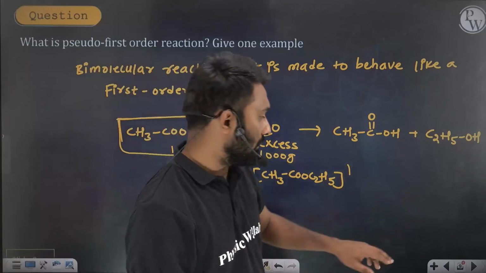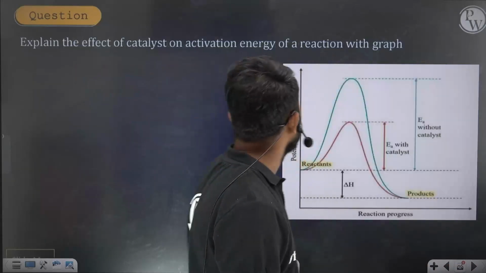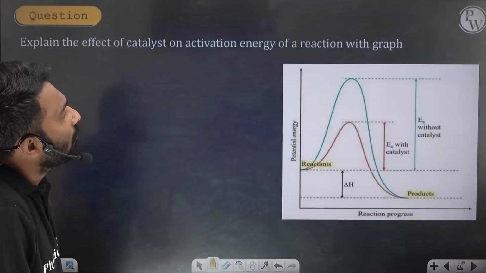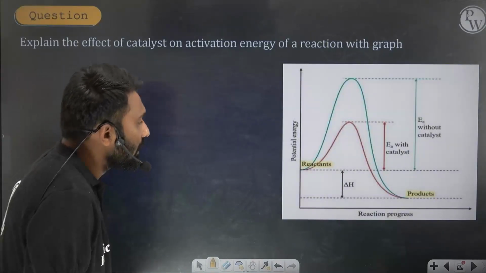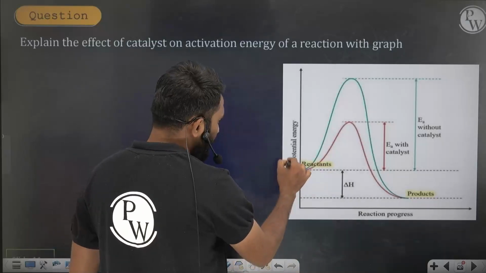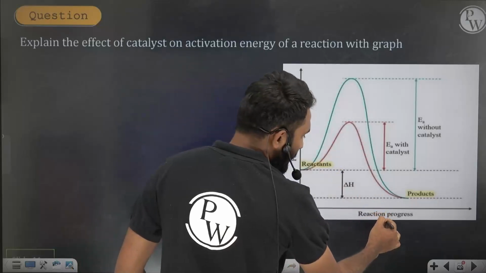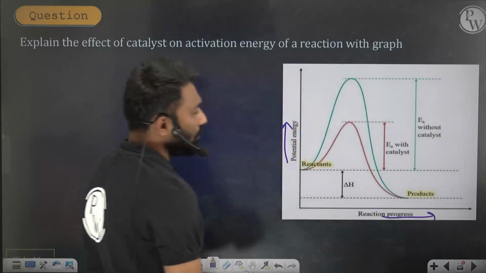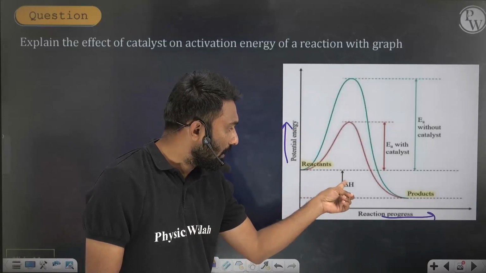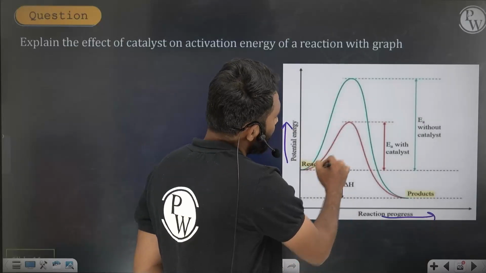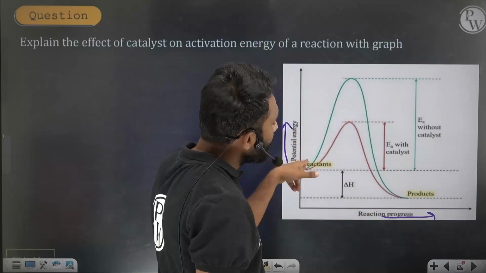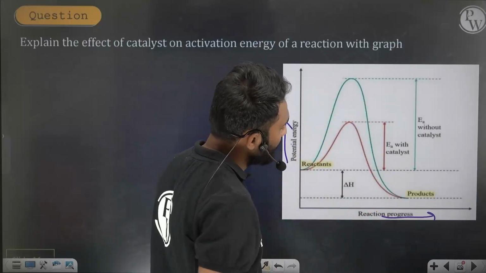Then next, explain the effect of catalyst on the activation energy of a reaction with the graph. Here we have taken the potential energy, and here the reaction process. Now here this is the activation energy. This is the activation energy of the normal reaction.